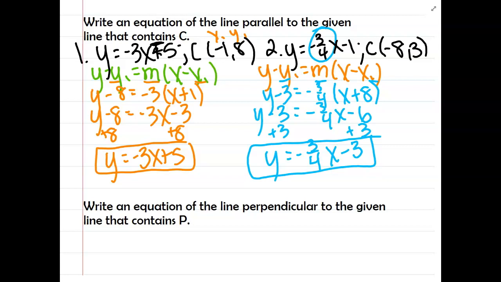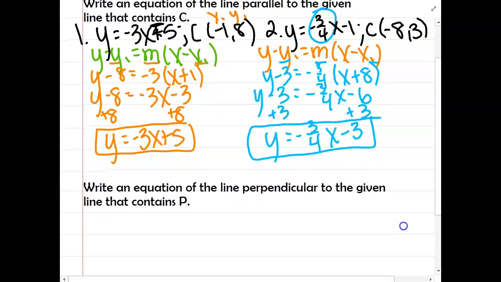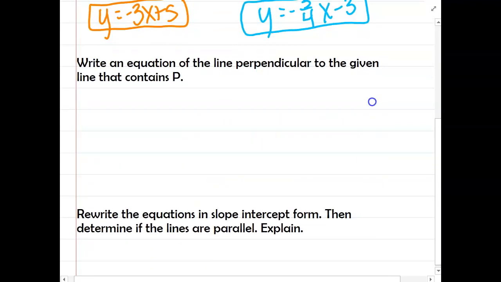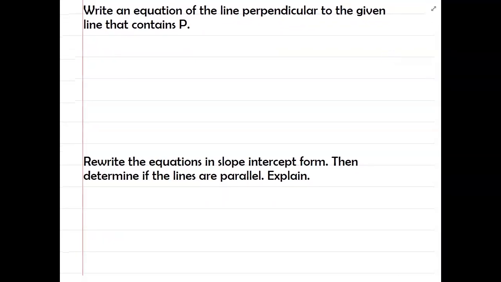Questions on writing parallel lines? All right, so let's move on to perpendicular lines. Almost everything is the same. The only thing that's different, instead of taking the same slope, we're going to take a slope that's the opposite reciprocal. So you're going to flip the sign, and you're going to flip the fraction.